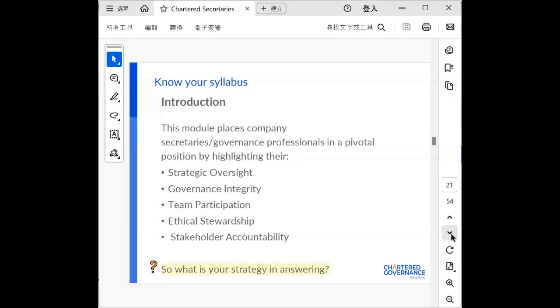So you should have this broad framework in your mind when you deal with the questions, because sometimes all these different aspects will be asked, and you are required to discuss various aspects of the strategy by the company secretary. Now let's take a look at some of the questions in here.